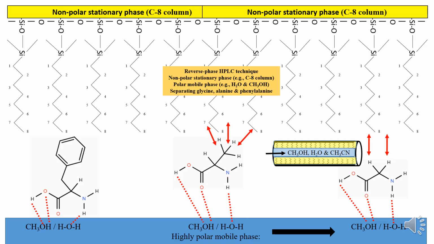In case of alanine, you find the non-polar methyl group which moderately interacts with the non-polar hydrocarbon chain. While in case of phenylalanine, the aromatic ring interacts strongly via van der Waals attraction. So in case of glycine, the interaction of the polar groups with the polar mobile phase dominates, while in case of phenylalanine, the van der Waals interaction with the non-polar side chain of the stationary phase dominates.